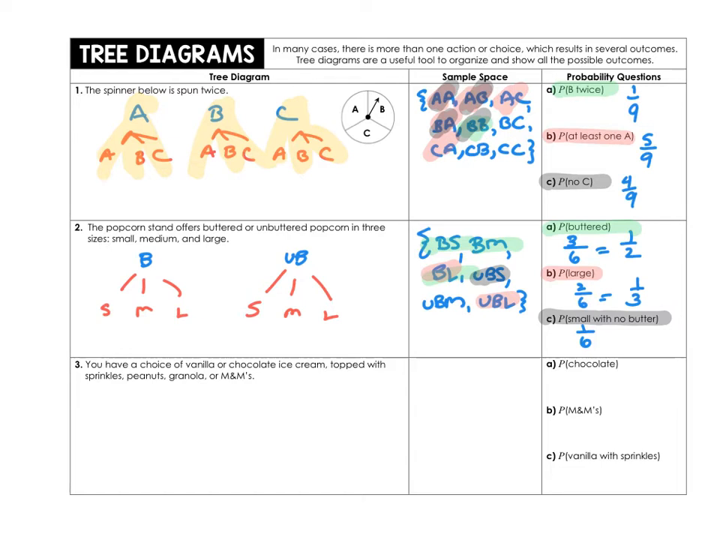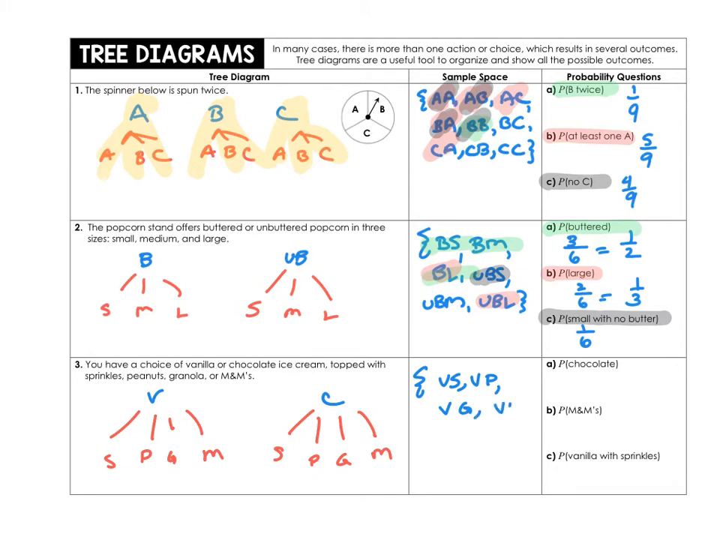You have a choice of vanilla or chocolate ice cream, and you can have it topped with sprinkles, peanuts, granola, or M&Ms. All right, so let's make our tree diagram. We have vanilla or chocolate, and then we can have sprinkles, peanuts, granola, M&Ms, sprinkles, peanuts, granola, M&Ms. So then our sample space is going to be vanilla sprinkles, vanilla peanuts, vanilla granola, vanilla M&Ms, chocolate sprinkles, chocolate peanuts, chocolate granola, chocolate M&Ms. So there's our sample space.